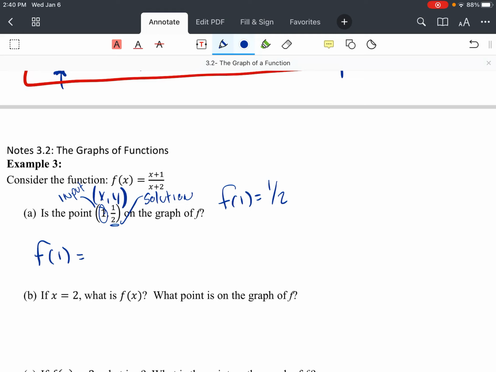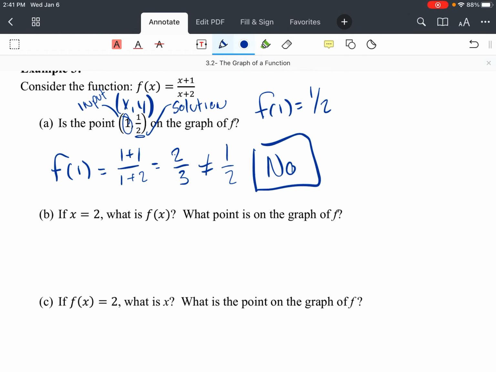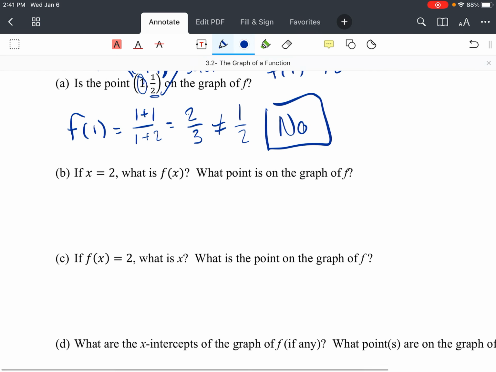So that's what we should end up with. Well, let's check. So we have f of 1 is equal to 1 plus 1 divided by 1 plus 2. Well, 1 plus 1 is just 2, divided by 3. And notice that this is not 1/2. So our answer here would be no. The point is not on the graph. And again, it's because if we plug in our input, we do not get the same output.